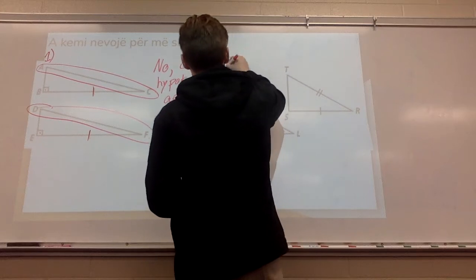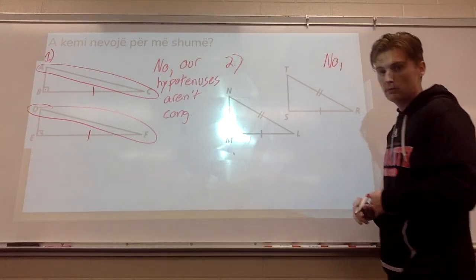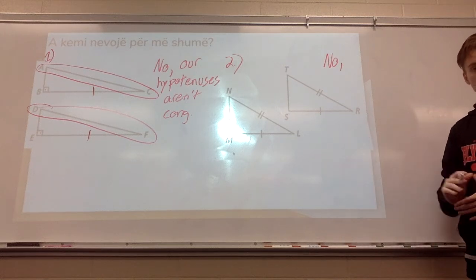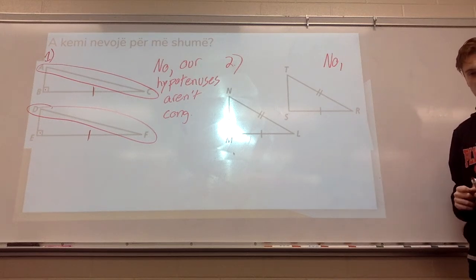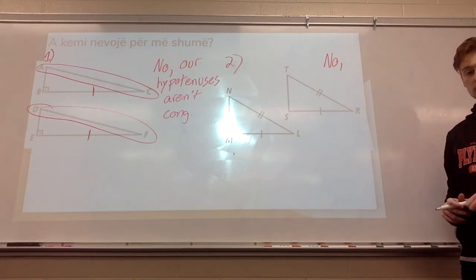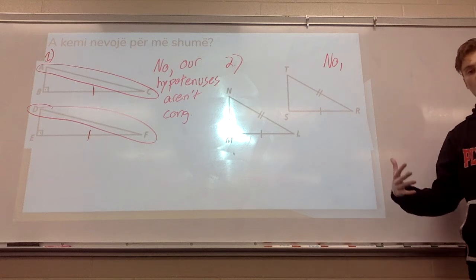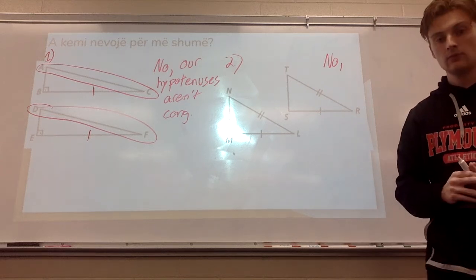Now, number 2 here, it is also a no. I need you to figure out why. Are these two right triangles? Are our hypotenuses congruent? Do we have one pair of congruent legs? Okay? No. What are we missing? What are we missing? Okay?